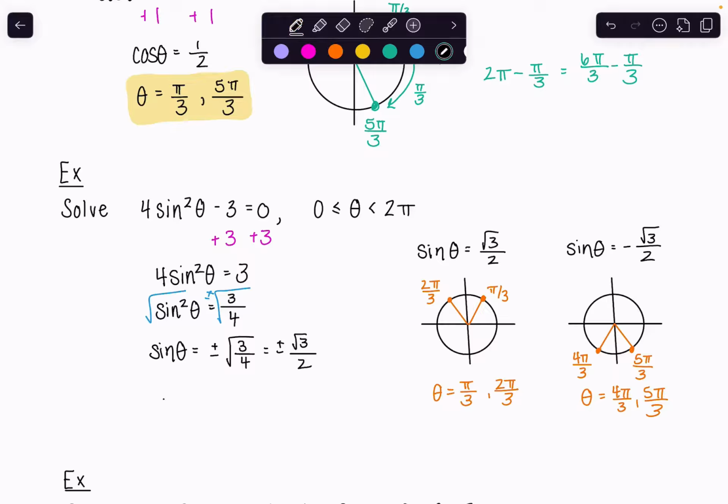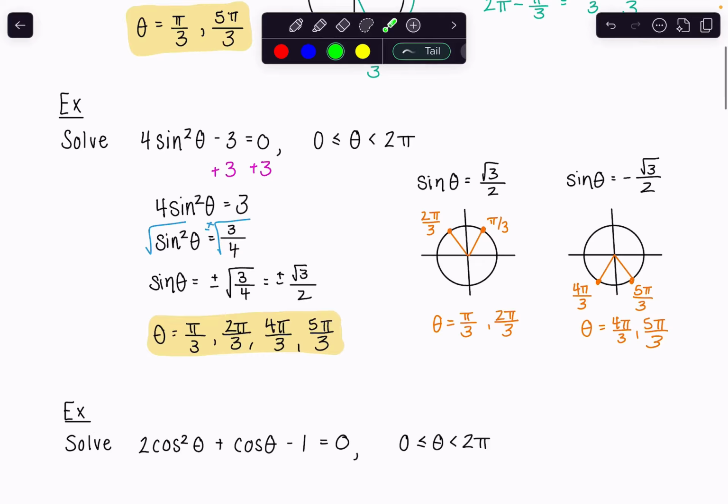So what that means is our original equation has 4 different solutions on the interval from 0 to 2 pi. It's pi over 3, 2 pi over 3, 4 pi over 3, and 5 pi over 3. Any of these, if you plug them into that original equation, are going to result in a true statement. Okay?